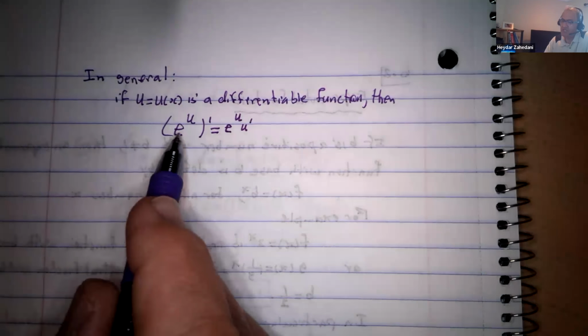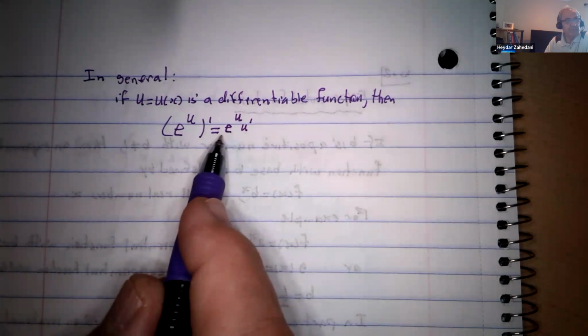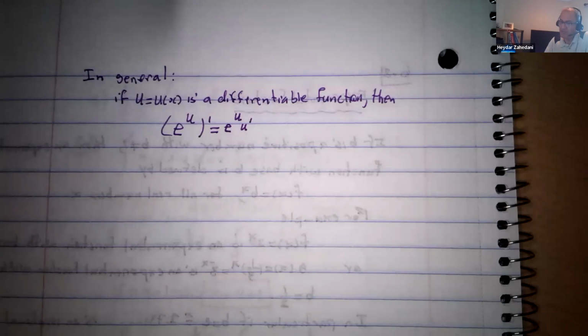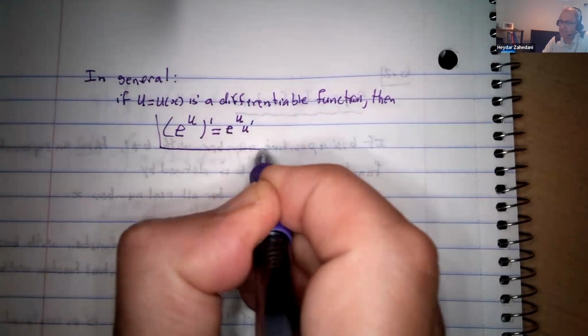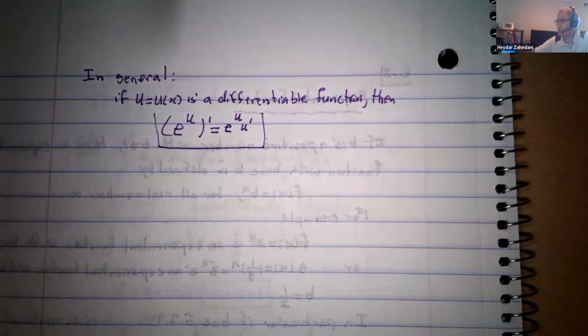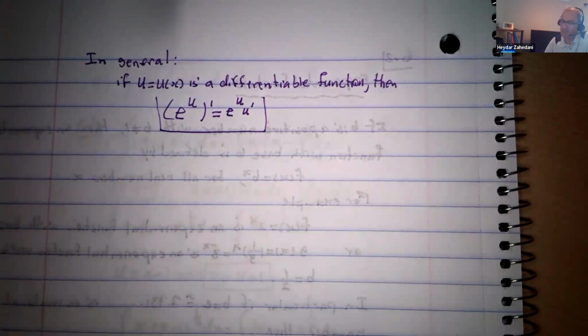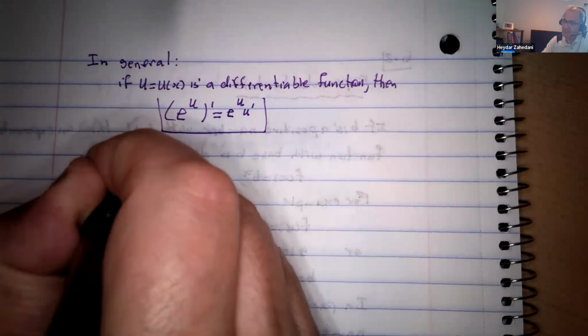So if it's e to the x, you end up with e to the x only. If it's e to the something else, you have to pay for it, and that's going to be the u prime. So don't miss it. Okay, so anytime we have a derivative, we can change it to an integral. So equivalently.